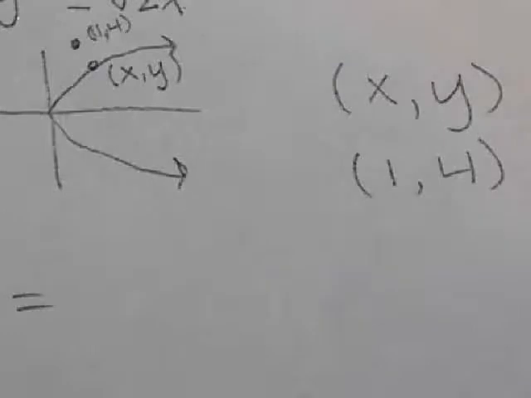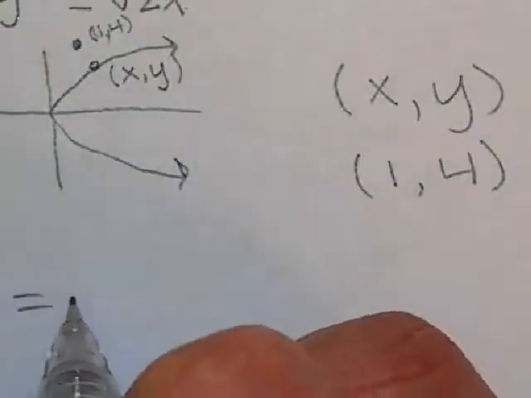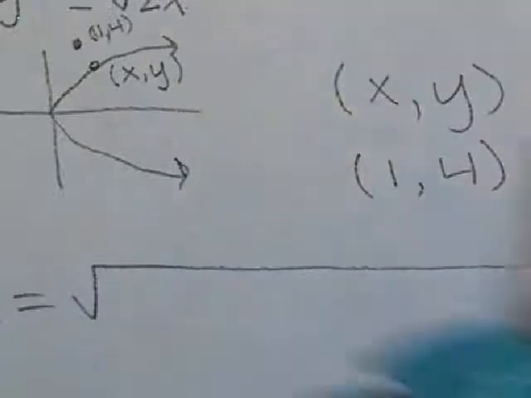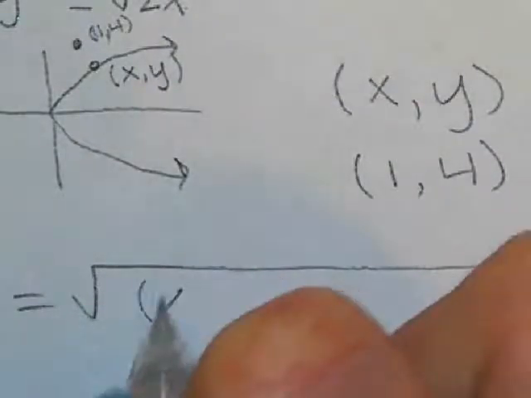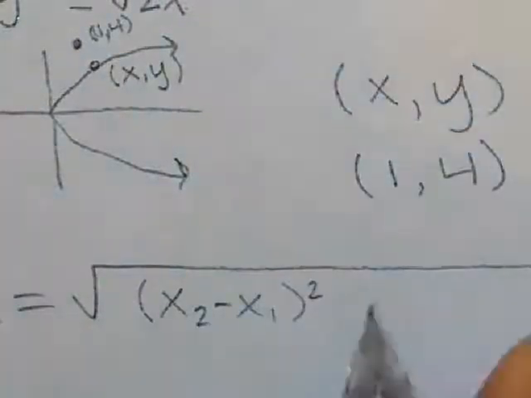Yeah, okay. So I'm going to go ahead and write out the formula real quick. I've got x2 minus x1 squared plus y2 minus y1 squared. I'm going to zoom out just a little bit.